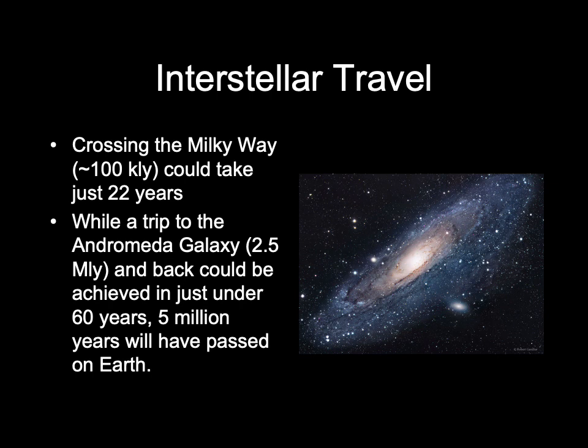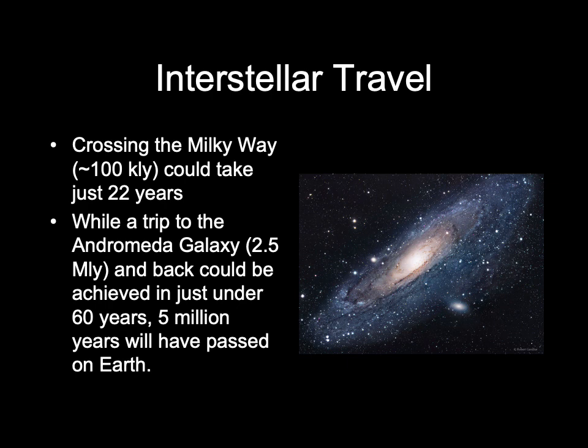So, for example, our Milky Way galaxy that we live in is approximately 100,000 light years across. Someone could get across the Milky Way, say, in just 22 years, but back to the people here on Earth, it would have taken more than 100,000 years. So, any information that a scientist on that spaceship would find out couldn't even be communicated effectively back to us here on Earth.